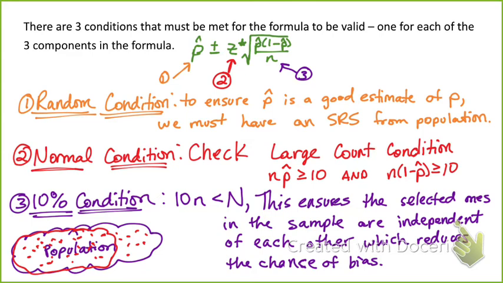We got to make sure we have a random condition. We got to make sure that our distribution is normal. And we got to make sure that we have independence in our sample by making sure the 10% condition is met. Cool? And if you have more questions about the 10% condition, ask Aiden.